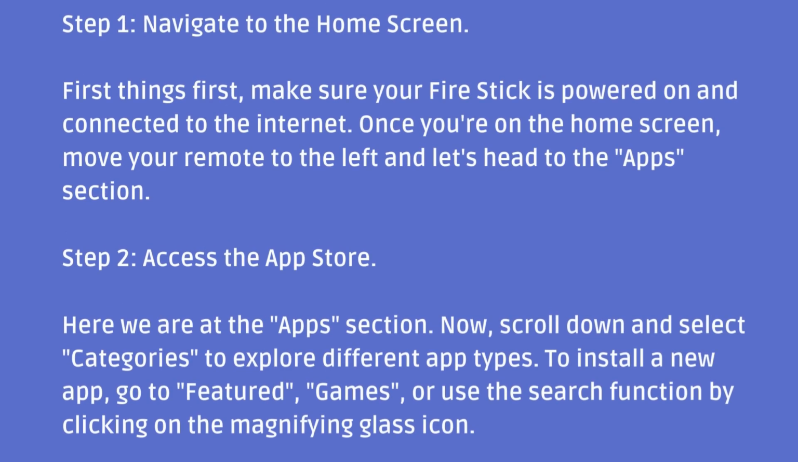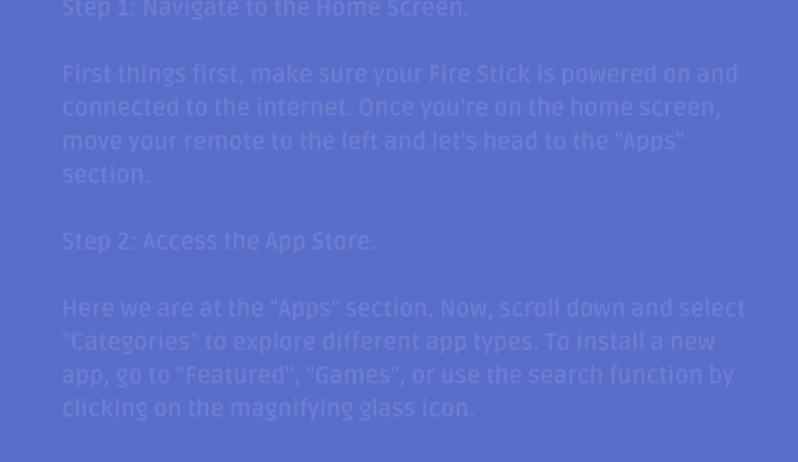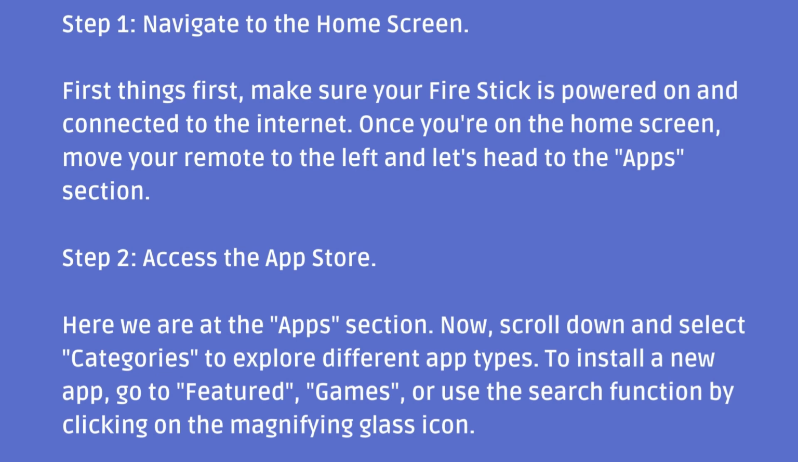Step 1. Navigate to the home screen. First things first, make sure your FireStick is powered on and connected to the internet. Once you're on the home screen, move your remote to the left and let's head to the Apps section.